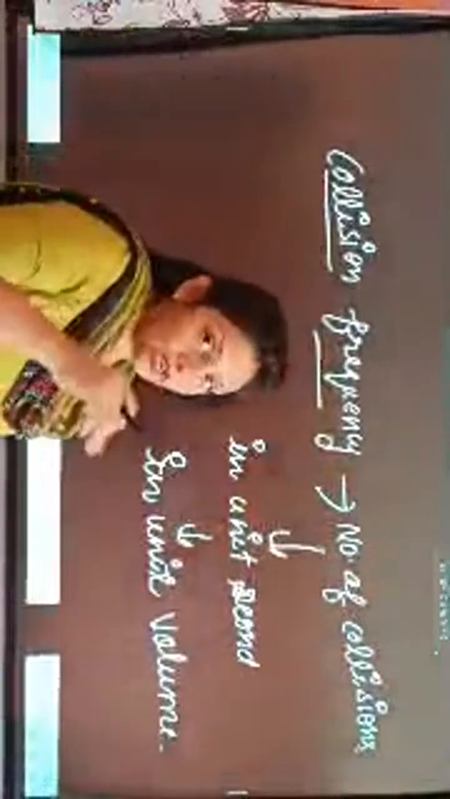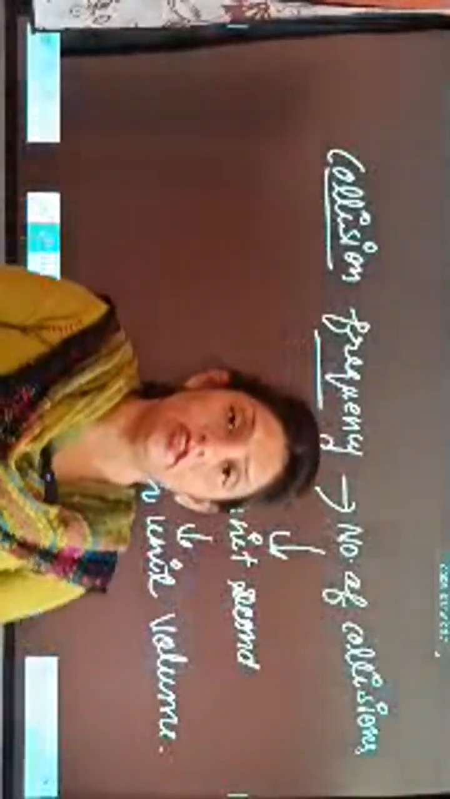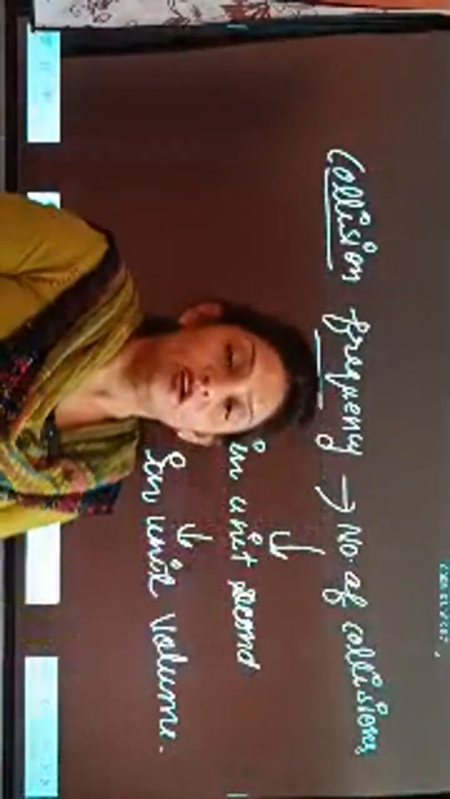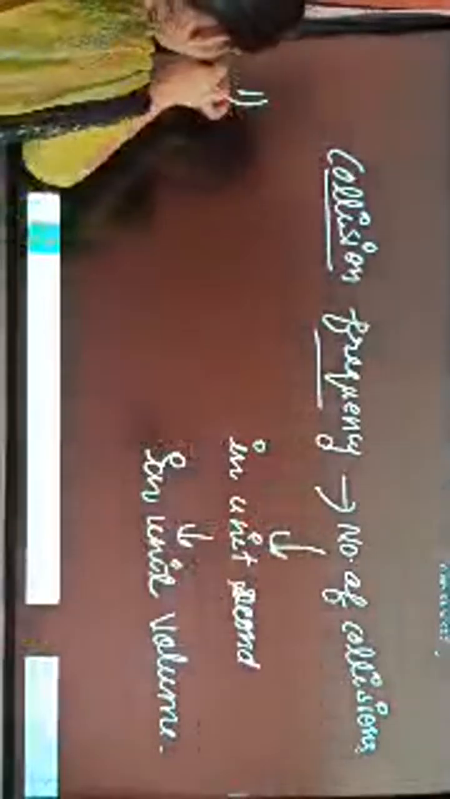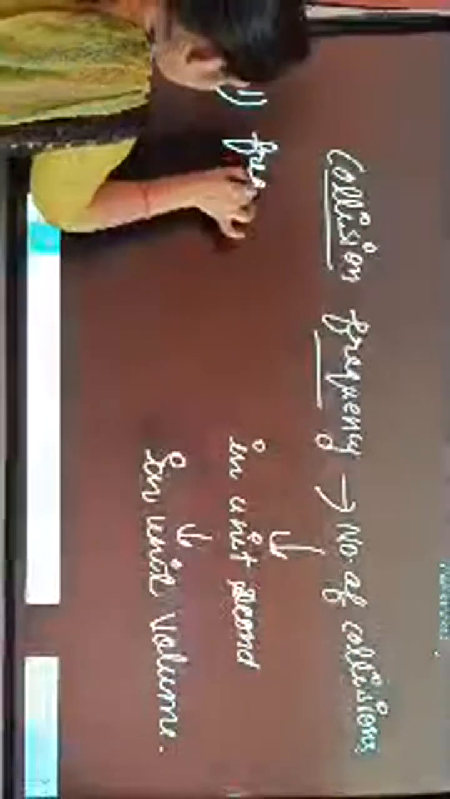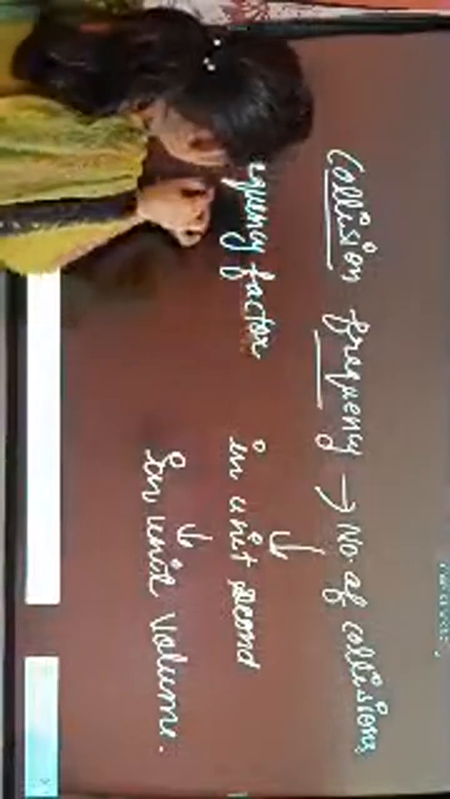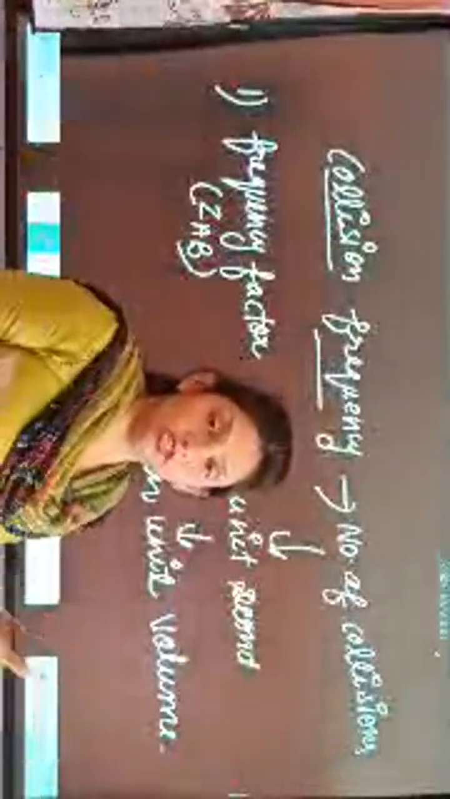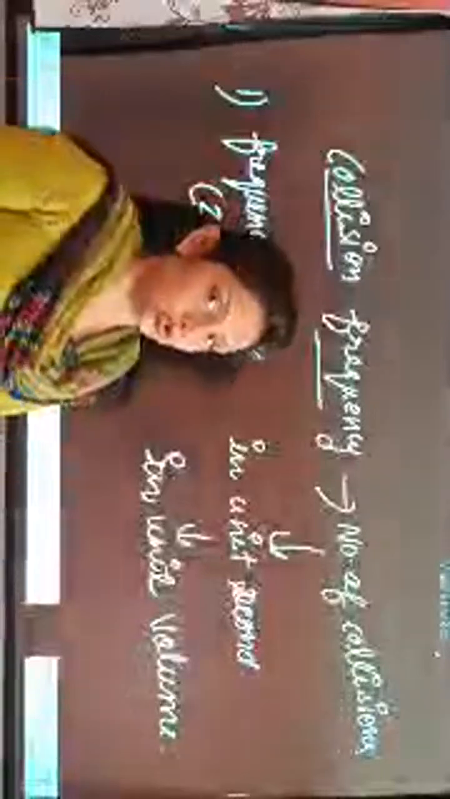Means particles collide with each other, but how frequent are they? What is their frequency? Product formation will also depend on that factor. So according to collision theory, the first factor is the frequency factor, that is the Z_AB. Z_AB means how frequently molecules collide with each other. So product formation depends on that also.